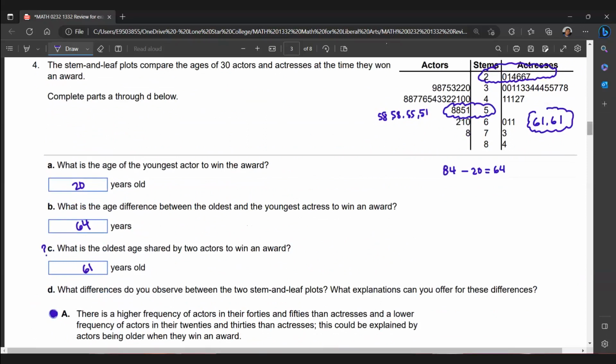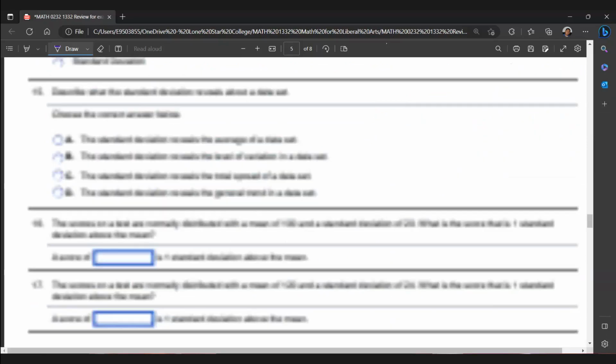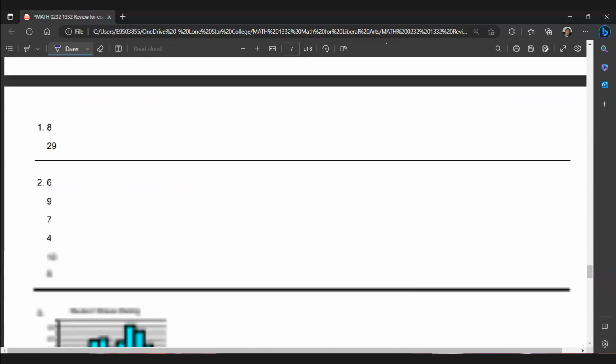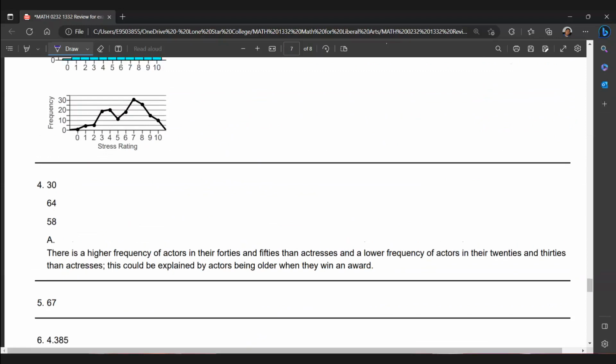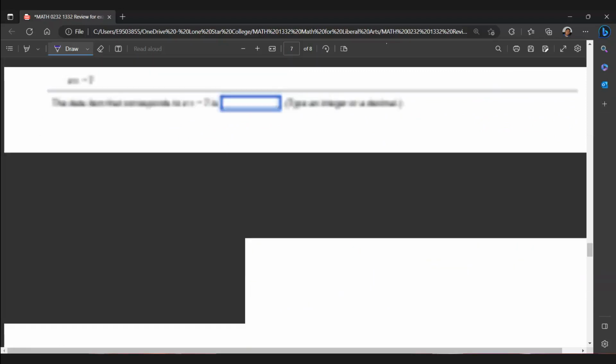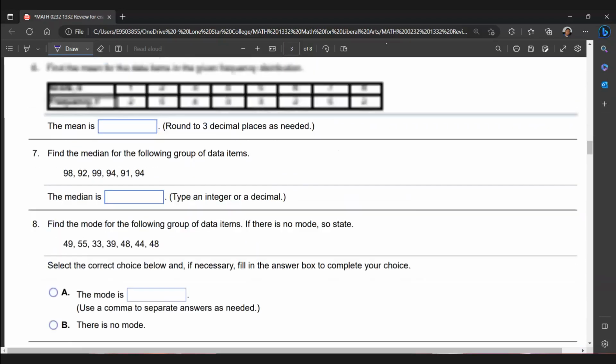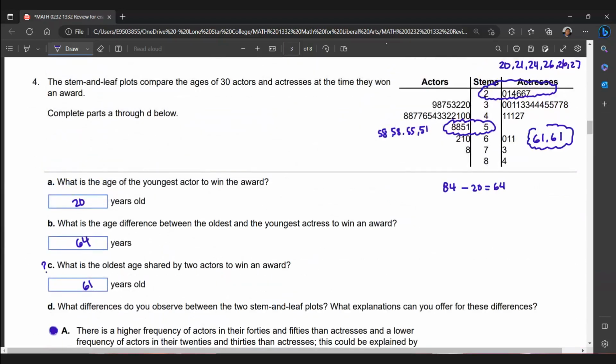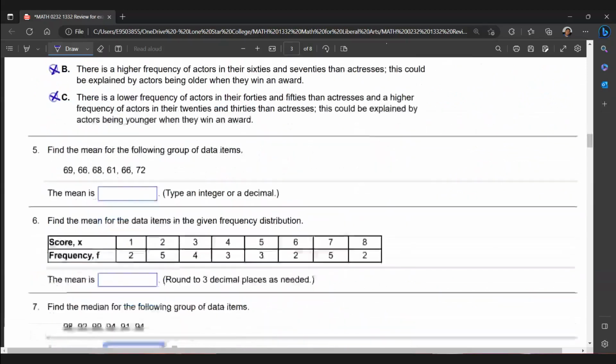So we're going to check 4C. And that is 58. So that means in this particular case, they are just referring to men. So when they're saying the word actors, they're referring to just men, not both men and women. So in this case, we need to change that to a 58. All right, then. Moving on to 5.